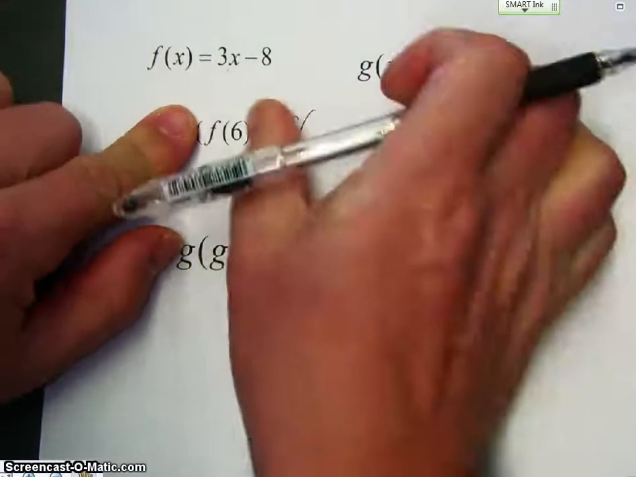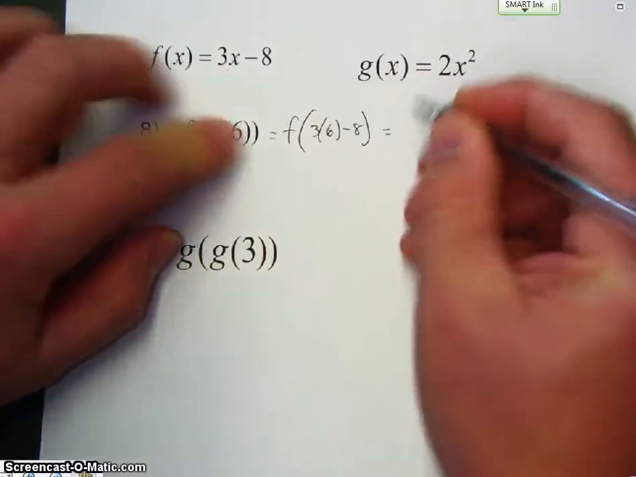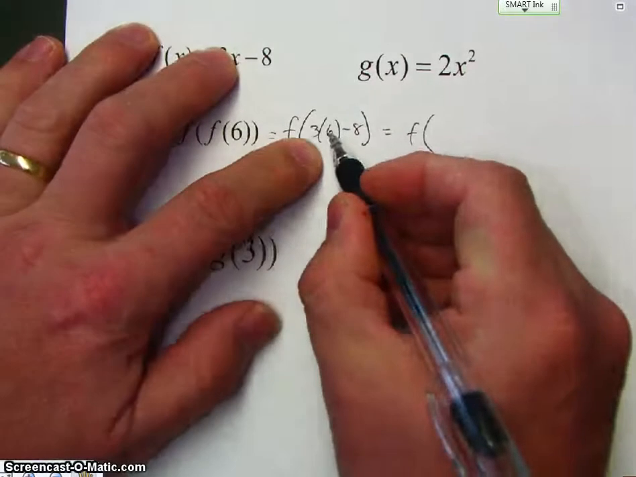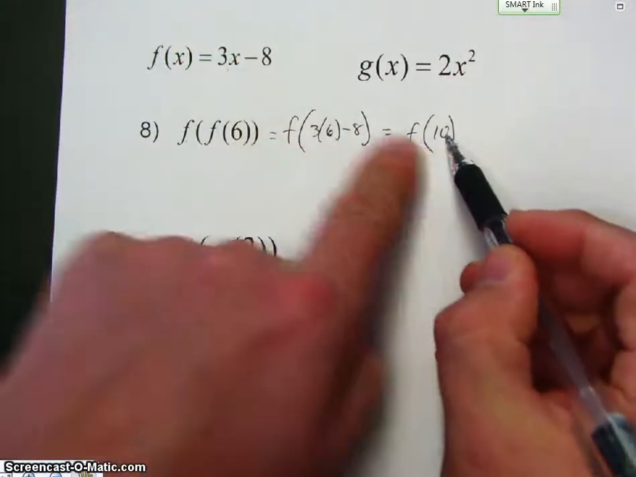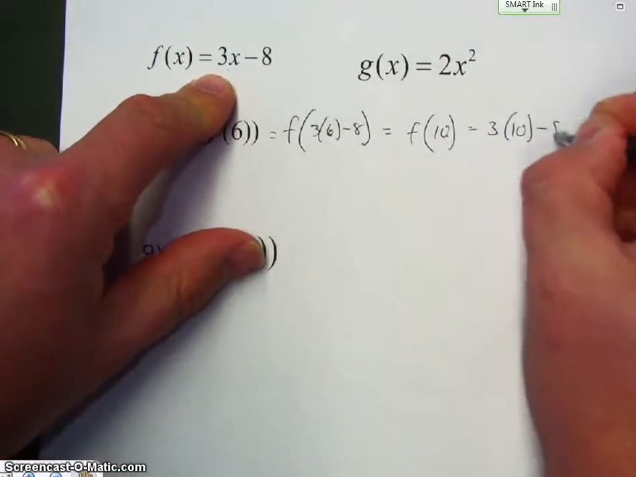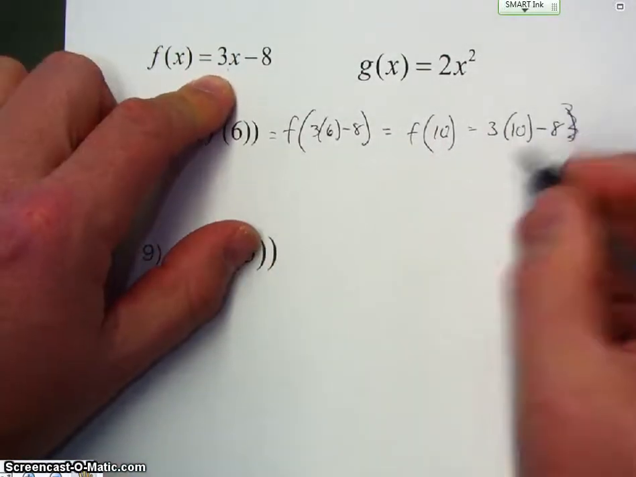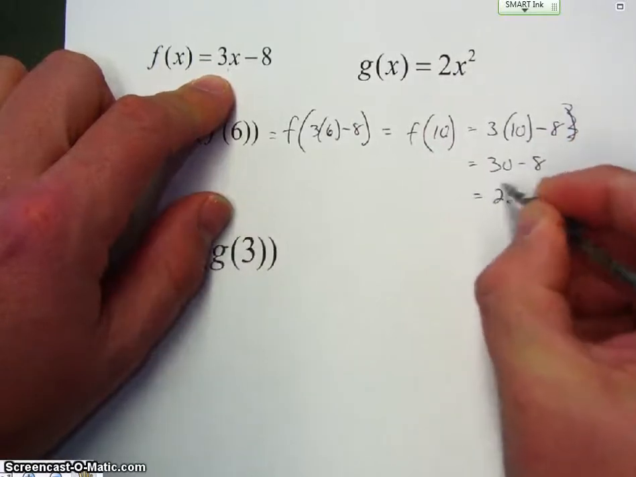That's what's inside, so I'm going to do that first. It'll be 3 times 6 minus 8. So that gives me 18 minus 8, which is 10. But I'm taking 10 and plugging it back into f again. So it'd be 3 times 10 minus 8. So that's 30 minus 8, so it gives me 22.